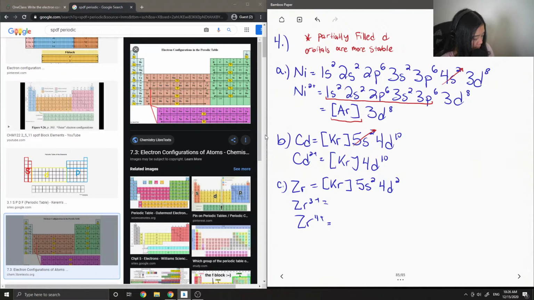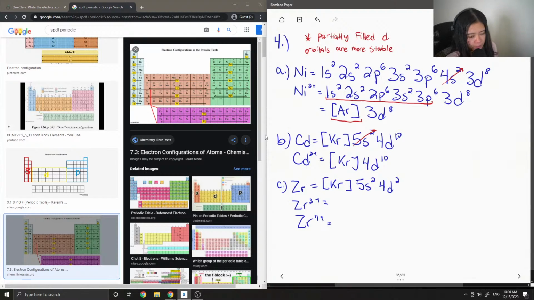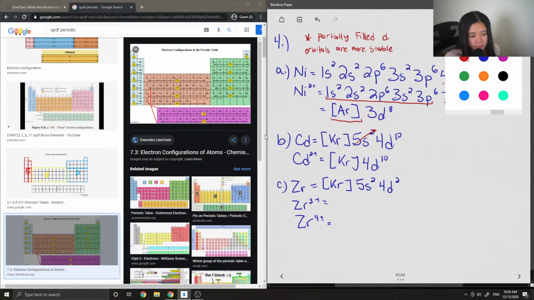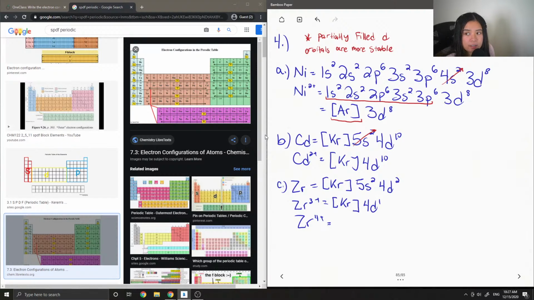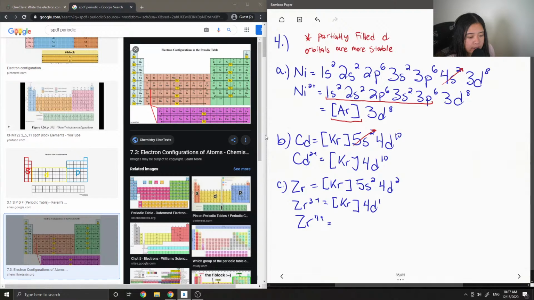When we have zirconium 3+, again I'll take from the s orbital, and if we take away 3 electrons, we get an electron configuration of 4d1. For zirconium 4+, if we took away 4 electrons, we would get the same electron configuration as krypton.